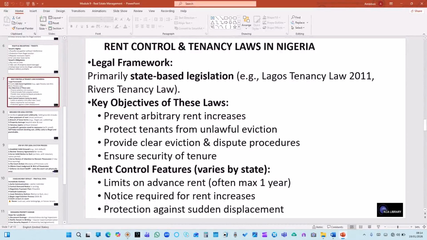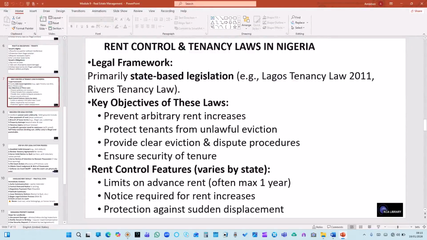Now, the key objectives of rent control and tenancy laws in Nigeria: one, is to prevent arbitrary rent increase. So the objective is for landlords not to increase rent arbitrarily. Number two is to protect tenants from unlawful eviction. So these are the objectives. Number three objective is to provide clear eviction and dispute resolution procedure. Then number four objective is to ensure security of tenure. That is to say, the tenant will enjoy his stay without illegal eviction.